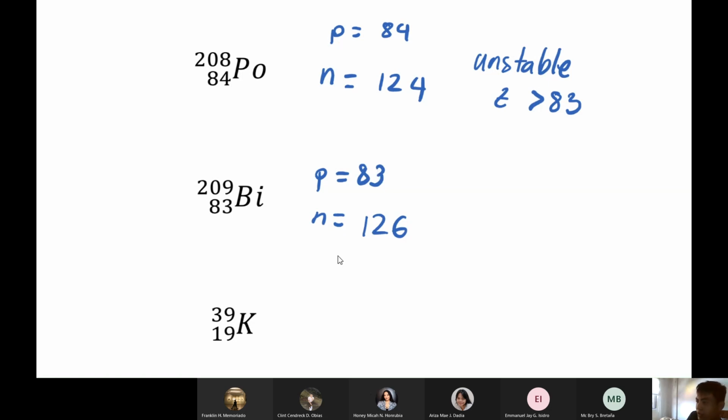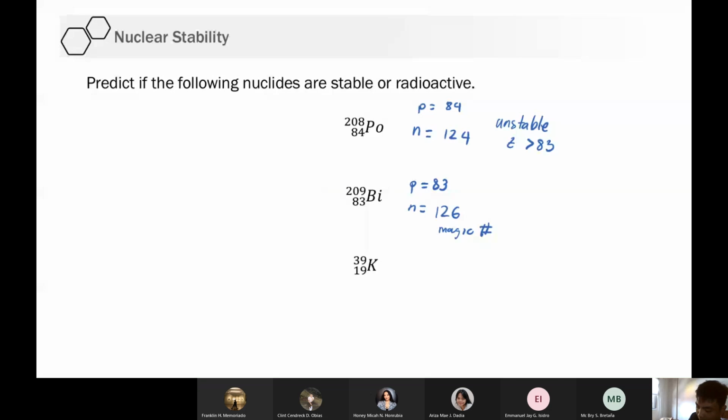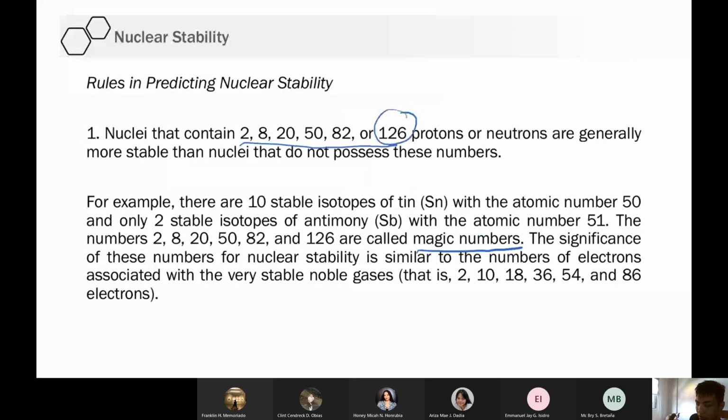What else, no? It has this number, 126. Ang 126, this is a magic number. Okay? So kung maalala nyo kanina, sinabi natin na 126 is a magic number. If it contains protons or neutron equal to the magic number, stable yan. Okay? So ibig sabihin, basta may 126, stable. Okay? Ganun. So this is stable.